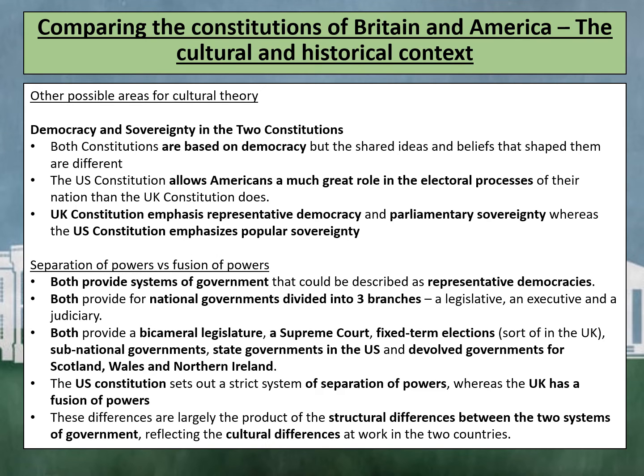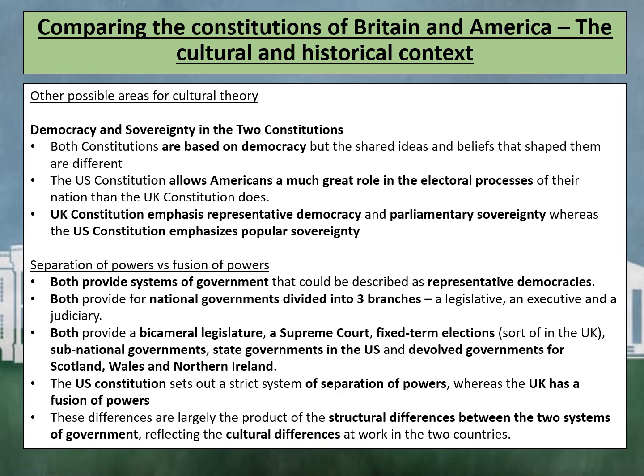There are other areas that you could possibly look at to apply cultural theory. Firstly, let's look at democracy and sovereignty in the two constitutions. Both constitutions are based on democracy, but the shared ideas and beliefs that shape them are different. The US Constitution allowed Americans a much greater role in the electoral process of their nation than the UK Constitution does. The UK Constitution emphasises representative democracy and parliamentary sovereignty, whereas the US Constitution emphasises popular sovereignty.